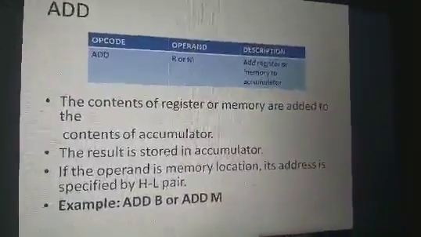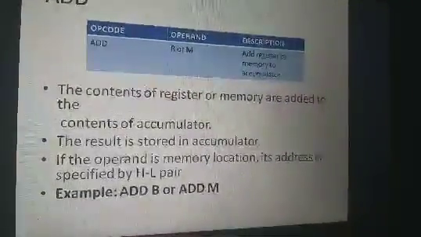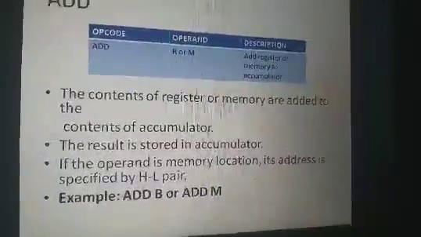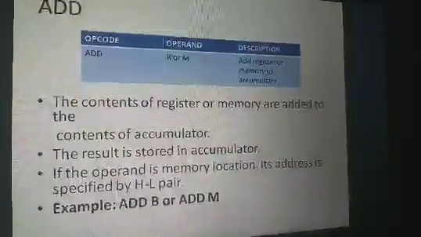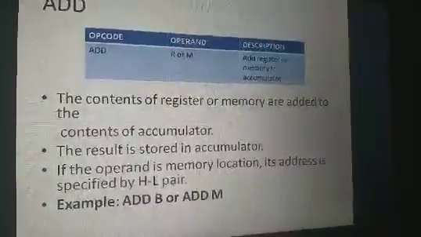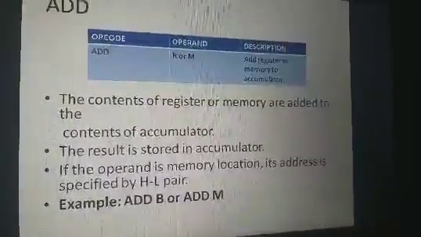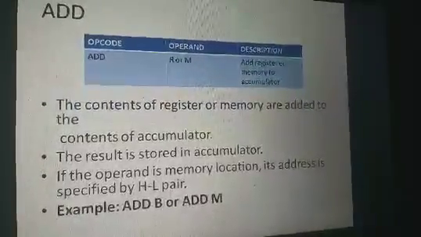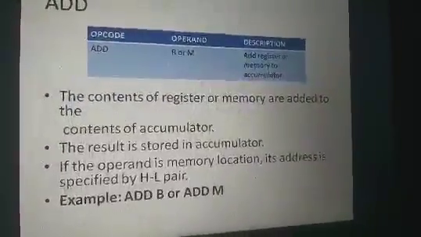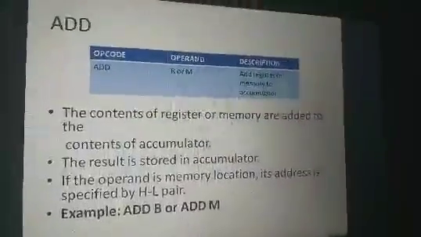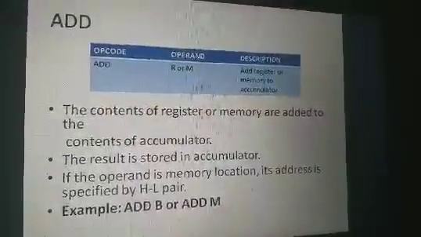So how will this instruction look, what is the mnemonic? Just look at the example. It is written ADD B or ADD M. First we move to ADD B and then we will go to ADD M. ADD B means ADD is your main mnemonic, B is your operand. ADD is your opcode, B is your operand. Now B is the name of a register.